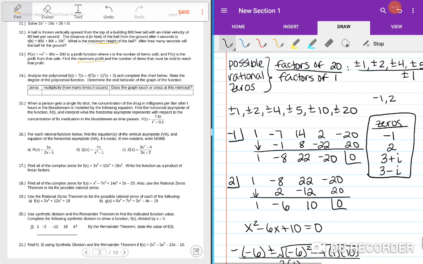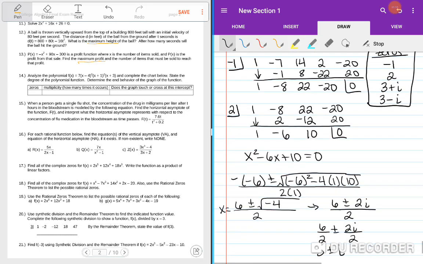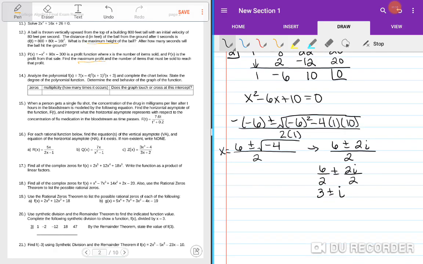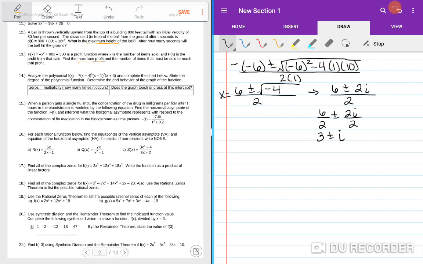These were my possible zeros up here that I listed first. And remember that when you get a complex, or I'm sorry, an imaginary zero, you are guaranteed at least 2 because they come as complex conjugate pairs. So if you have 3 plus i, 3 minus i is guaranteed to be a zero. Okay, what number was that? Number 18? Okay, number 19.